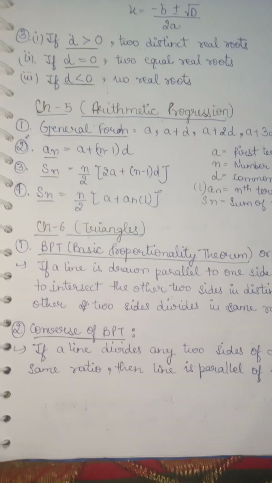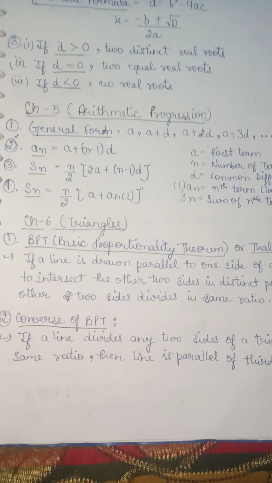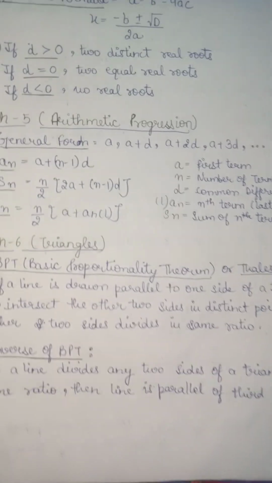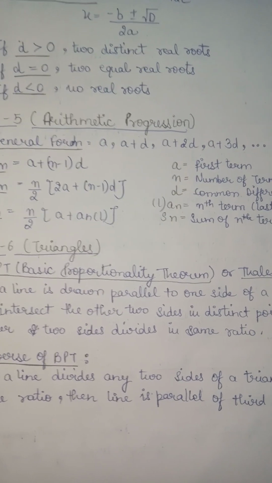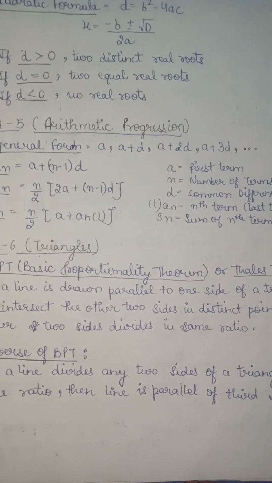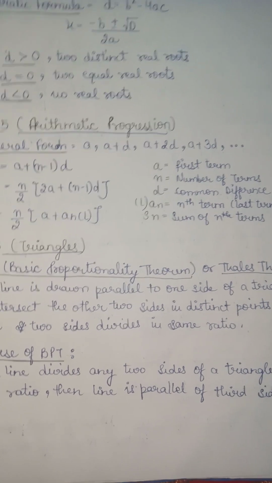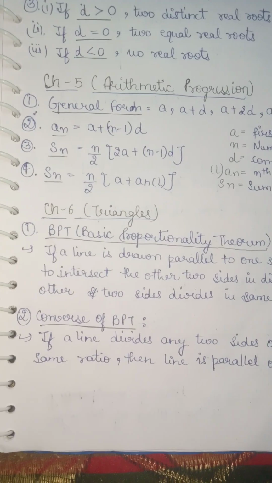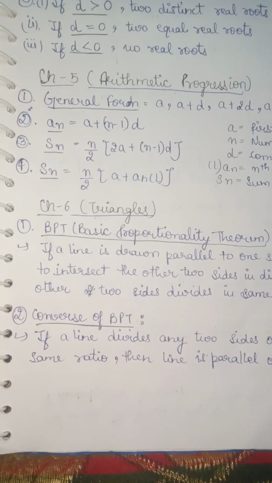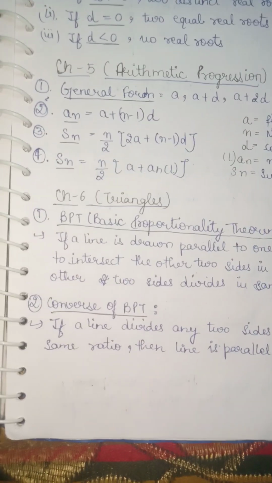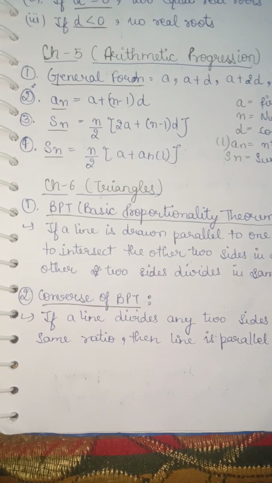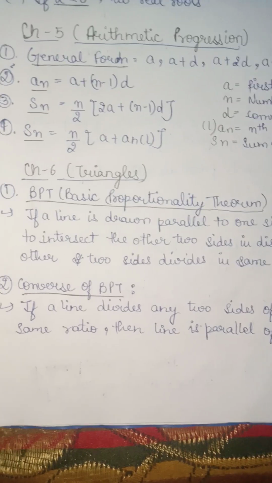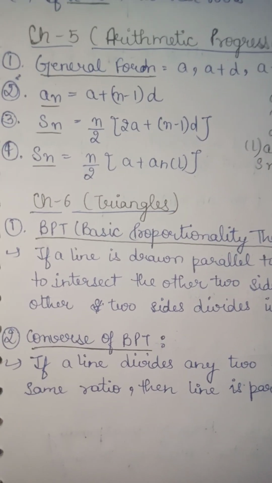Now come to chapter 5, Arithmetic Progression, also known as AP. We know the general form of AP: a, that is our first term, and a plus d, a plus 2d, and a plus 3d, and so on. And here d is the common difference. First, our formula is an is equal to a plus n minus 1 into d. We use this formula to find the nth term. Next formula, Sn, that is the sum of n terms.